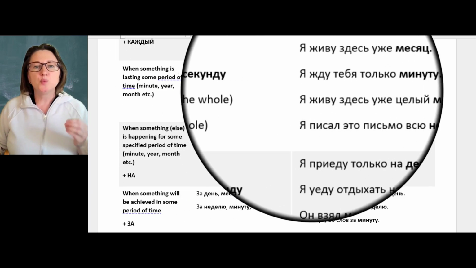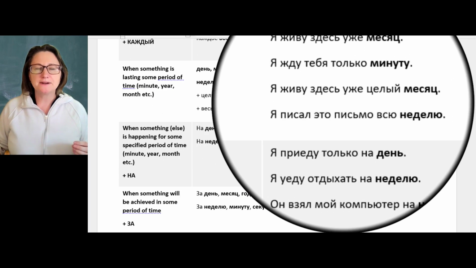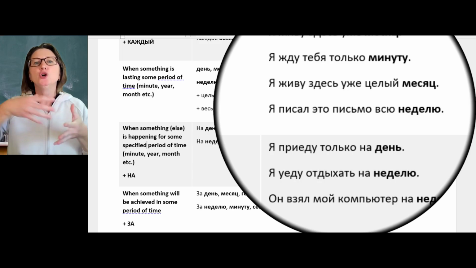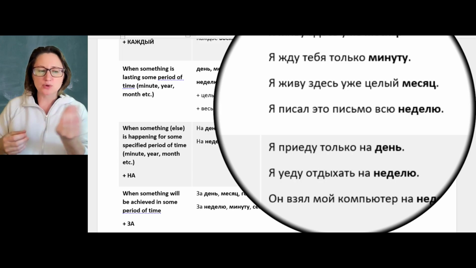Okay, but when a specific action is lasting for a specific period of time, we can easily add this whole. Я живу здесь уже целый месяц. I've been living here for a whole month. Я писал это письмо всю неделю. I've been writing this letter for a week. Again, the writing was happening for a week. So commit this to your memory and understanding.